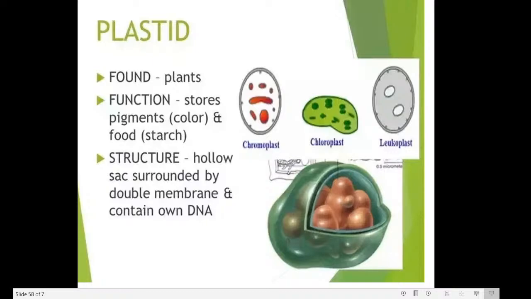Then plastids are another important part found in plant cells. Their function is to store pigment and food. The structure has hollow sacs around it, a double membrane structure containing its own DNA, each and every one having its own DNA.